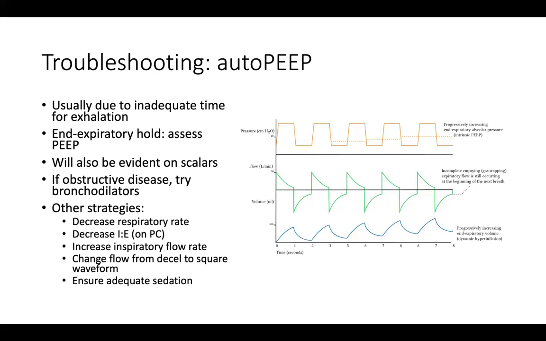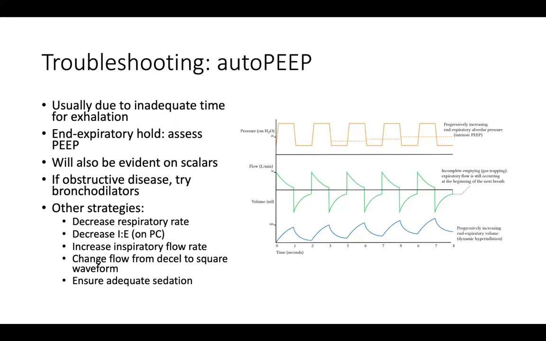before the flow gets to zero, the patient actually starts getting another breath. And so that is one sign that the patient is auto-PEEPing. You can also appreciate this if you look at the other scalars included here. You can look at the volume curve, which is on the bottom, and see that the volumes are getting progressively higher. And if you look at the pressure curve on the top, you can also see that the PEEP, which is that bottom horizontal line, is getting progressively higher as well.